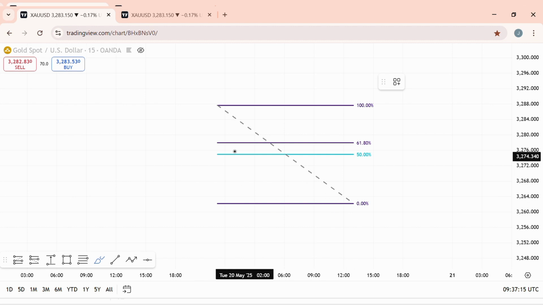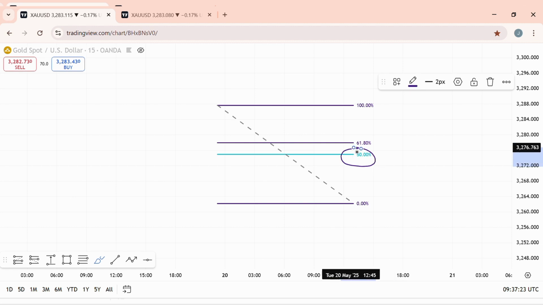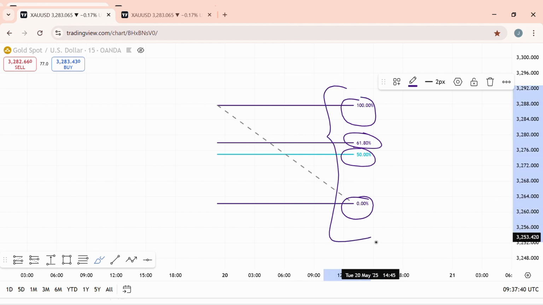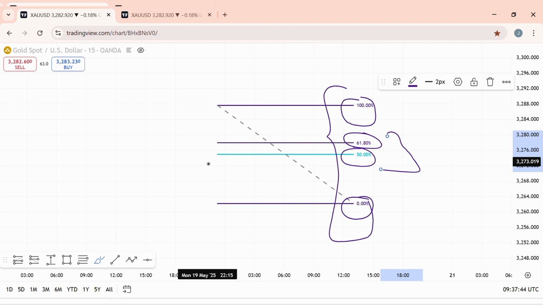So with a Fibonacci retracement, mainly we're interested in two parts, the 50% and 61.8%. Basically it has these levels: 0.00%, 50.00%, 61.80%, and 100%. These are all the retracements, but mainly we are interested in these two parts.